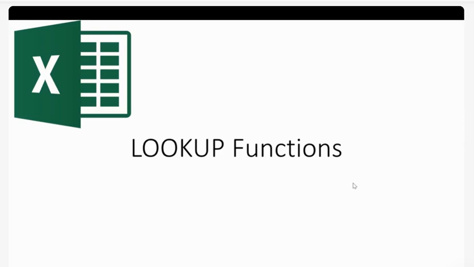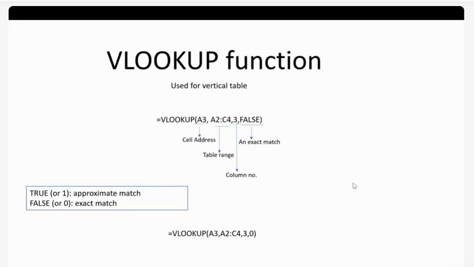Hello everyone, today's lecture is on lookup functions. We are going to start off by discussing vertical lookup functions, which is used for vertical tables. So the VLOOKUP function takes up to 4 arguments. We are going to understand with the help of an example.